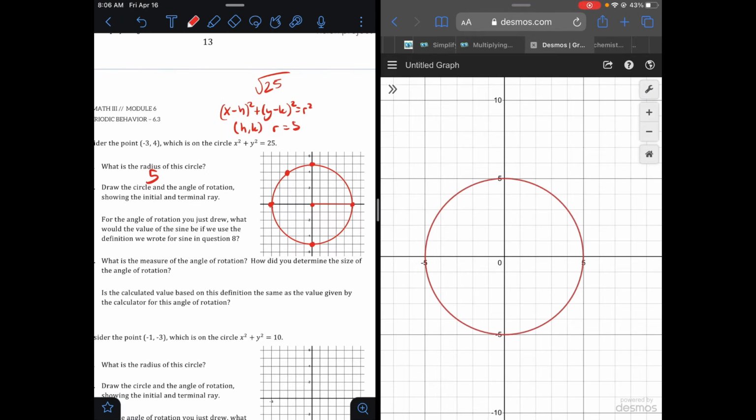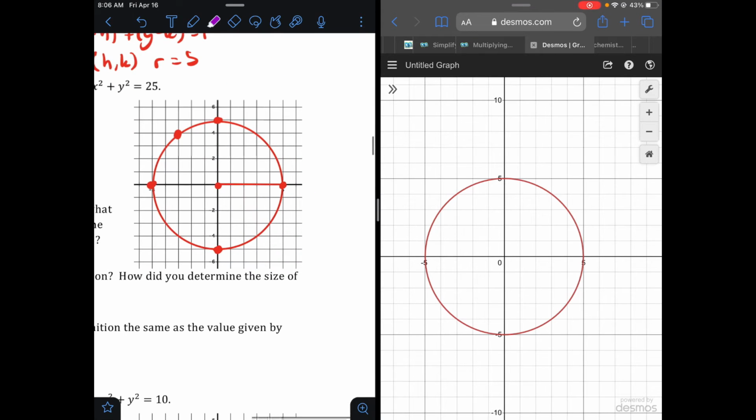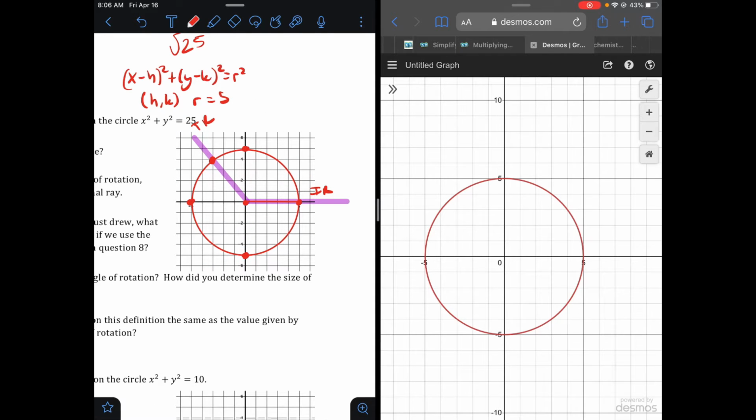Let's see. Draw the circle, the angle of rotation, and showing the initial and the terminal ray. Okay, so our initial ray is going to be here, right? This is our initial ray. And then your terminal ray is going to be this guy here, right? Because we started there and we went over to this point. So this here is theta. All right.